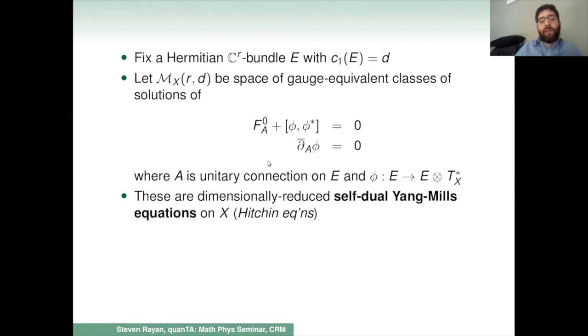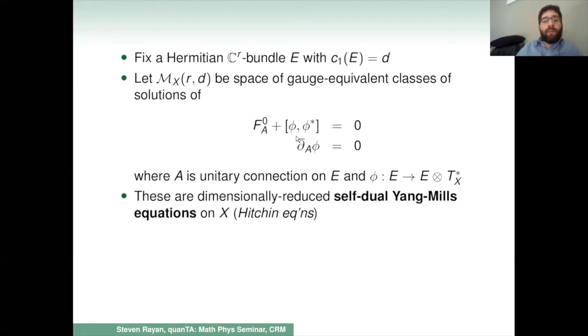They're a dimensionally reduced version of the self-dual Yang-Mills equations from R4. So we impose self-duality under the Hodge star, and we ask for solutions that are spatially independent with regard to one spatial direction and time independent. And then you're left with equations with a conformal structure on a Riemann surface. And these are the Hitchin equations.